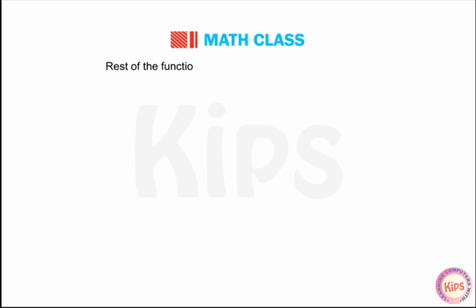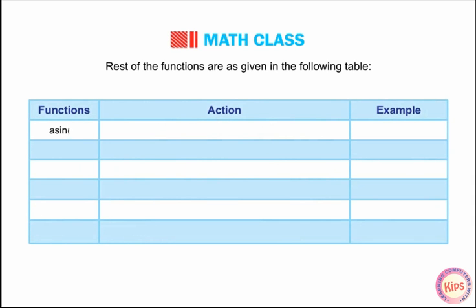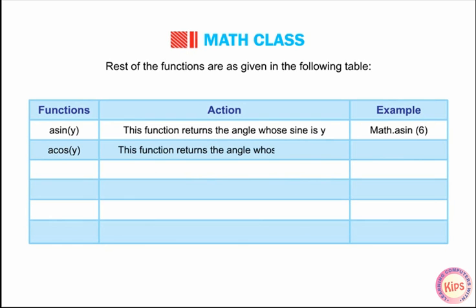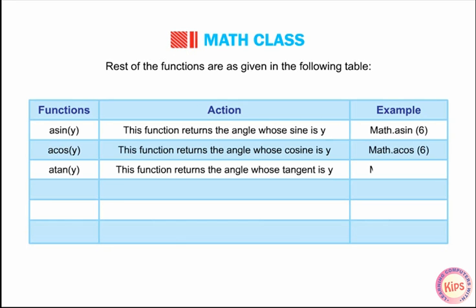Rest of the functions are as given in the following table. Function: asin(y). This function returns the angle whose sine is y. Example: Math.asin(6). acos(y). This function returns the angle whose cosine is y. Math.acos(6). atan(y). This function returns the angle whose tangent is y.